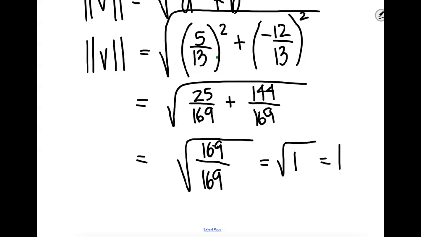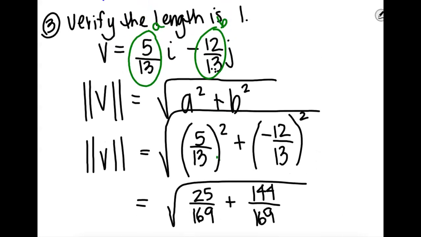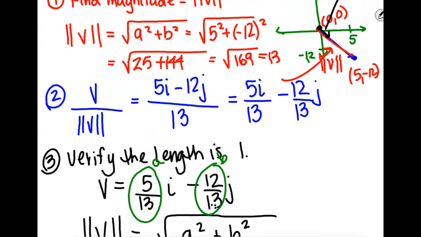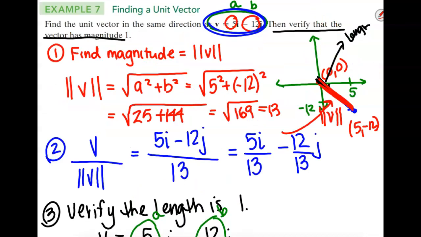So the length of that unit vector that I put right up on here, this length is a distance of 1. The original vector was a length of 13. You're just shortening that vector up when you have a unit vector.